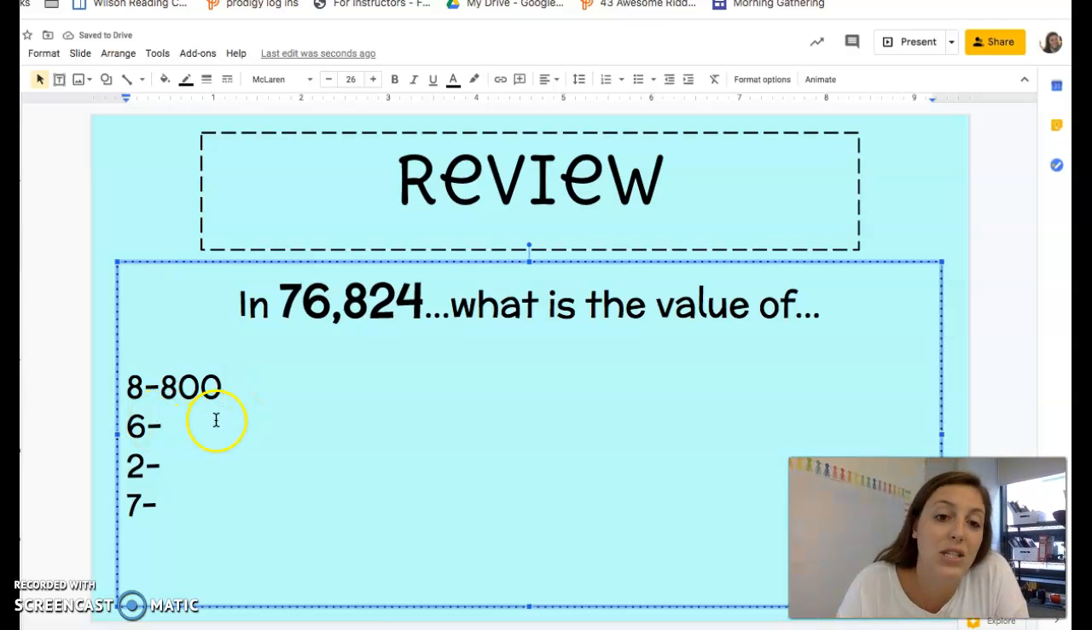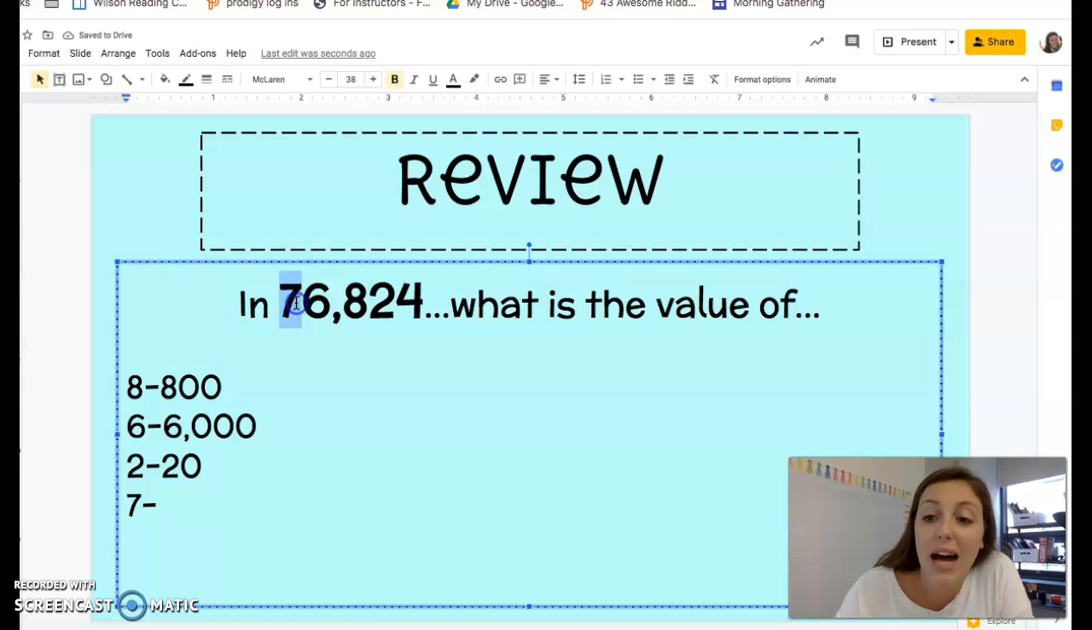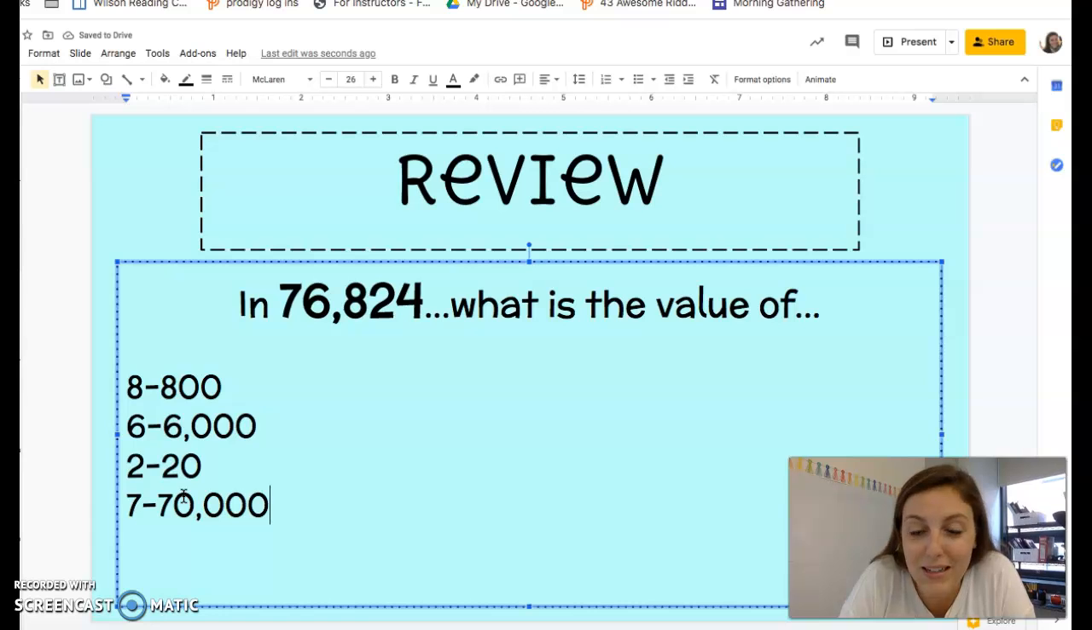Next, I'm going to look at the digit 6. The 6 is in the thousands place, so I know its value is 6,000. The value of the digit 2, since it's in the tens place, must be 20. And last but not least, the digit 7 is in the 10,000s place, so its value has to be 70,000. Nice work. Let's review another one.